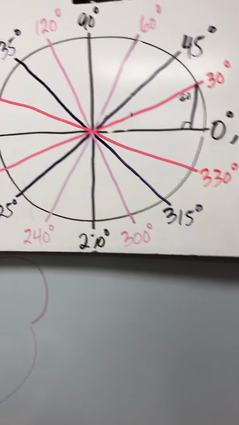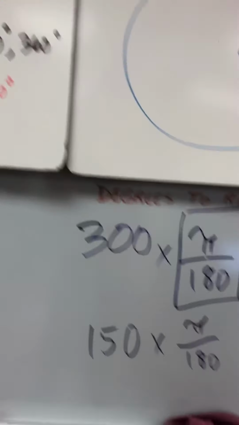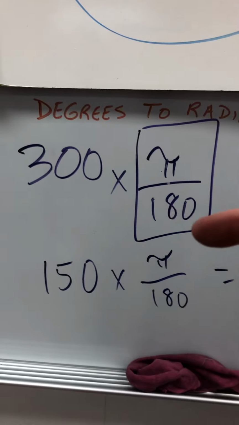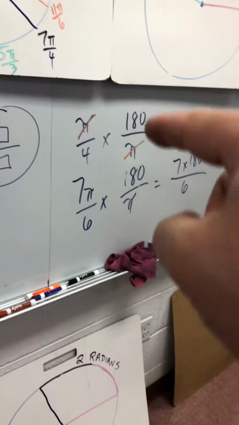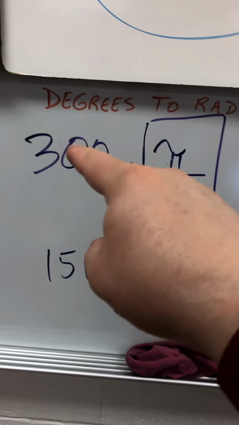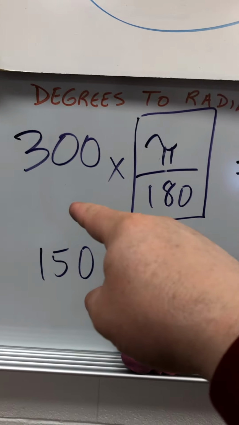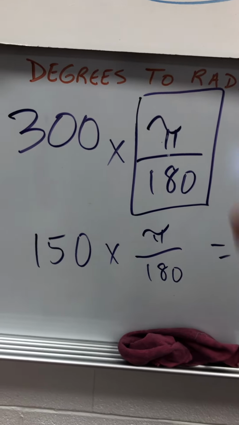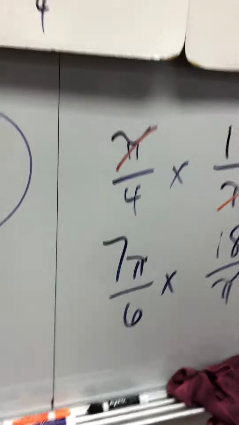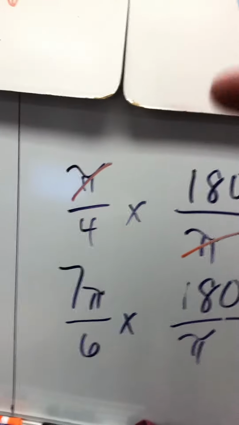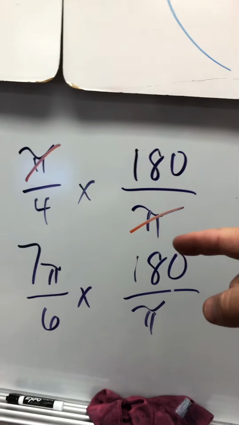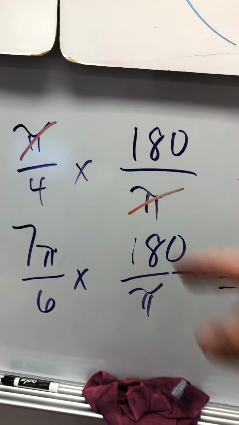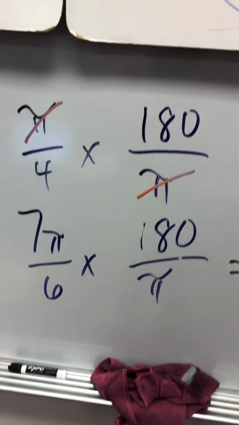So if you forget which way to do it, whether it's pi over 180 or 180 over pi, all you have to do is say, if there's no pi in your answer and you want pi in your answer, you're going to have to multiply by the pi on top. But if you have pi in the question and you need to take it out, you got to multiply by pi on the bottom so it cancels. So it'll be 180 over pi.